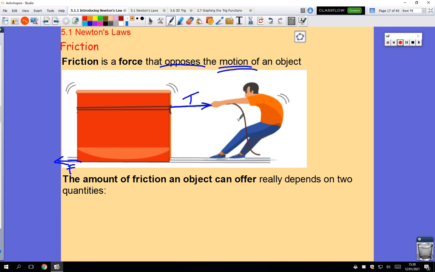The amount of friction an object can offer really depends on 2 quantities. So friction is dependent on 2 quantities. The first quantity is the mass of the object.